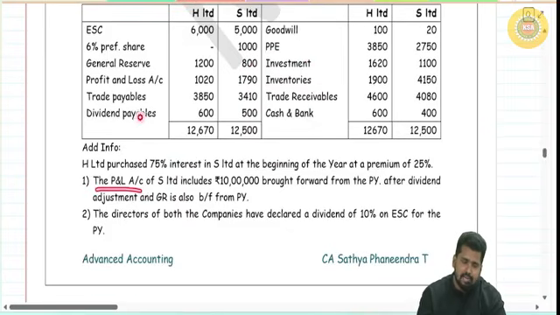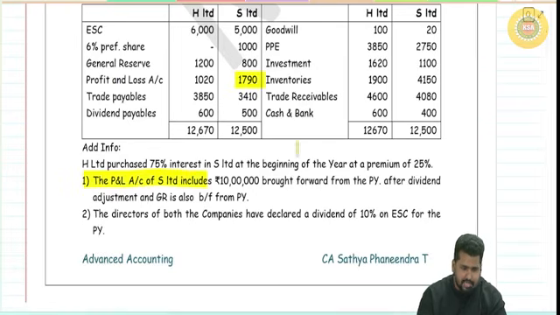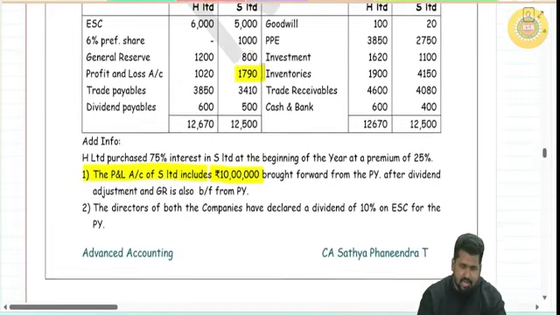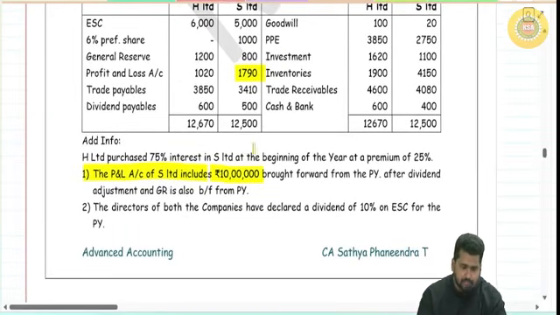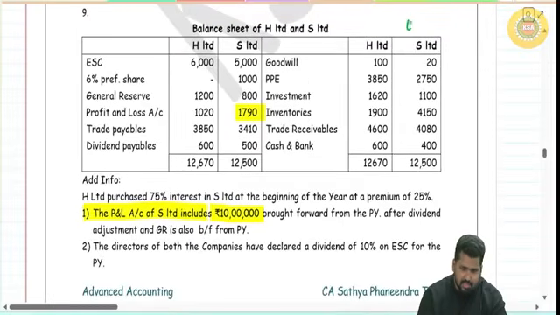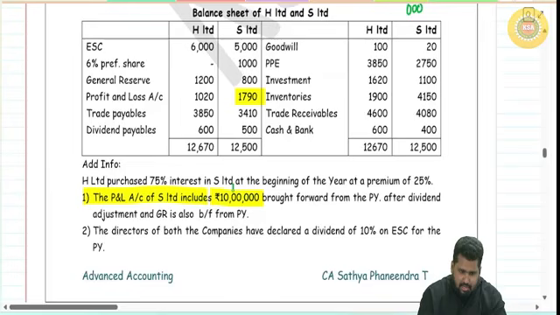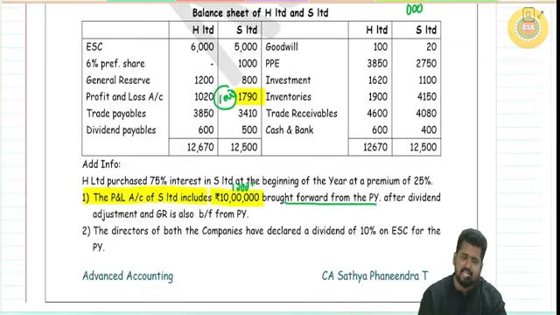Clear? One more point I will tell you. The P&L of S Limited includes 10 lakhs. Everything is in thousands, actually, so in this, 10 lakh means thousands. Clear? In this, 1790, of which 1000 is brought forward from the previous year. That is, indirectly they are telling the opening balance is 1000 and the closing balance is 1790.